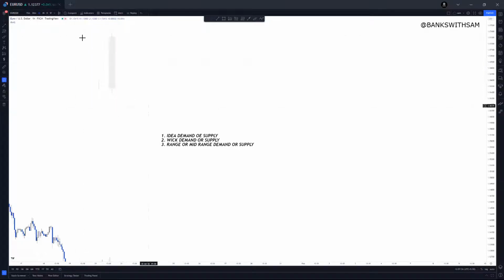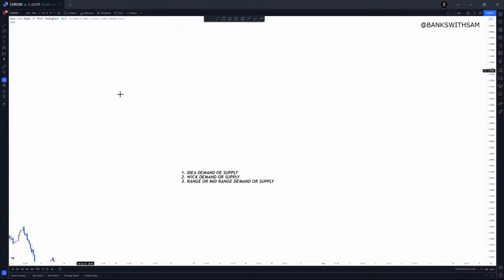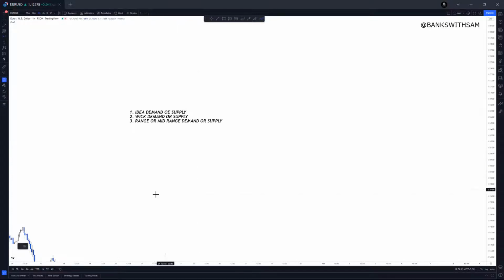So let's now discuss the clean demand or supply. All right. So ideal demand and supply is simple. When the price breaks structure, and there is inefficiency in the price, and there is the sponsor candle which initiated the move, we call it ideal demand or supply.